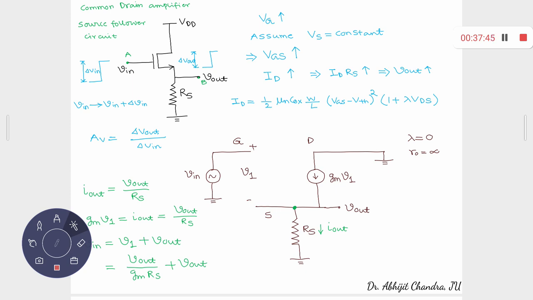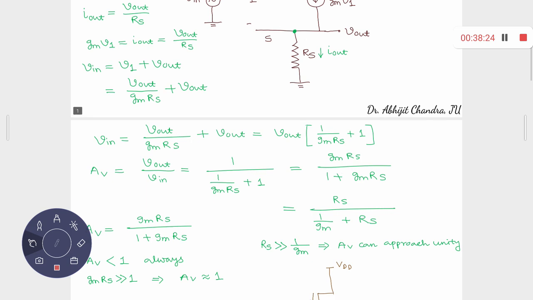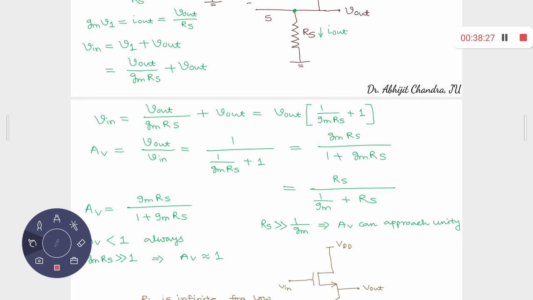And what is the relation between V1 and V out? If you apply KVL there, V in is equal to this V1 plus this V out. And what is V1? This GM times V1 is equal to I out. So V1 is equal to I out upon GM. Accordingly, if you substitute this value, you get V in is equal to V out upon GM RS plus V out. And if you do the rest of the calculations, the voltage gain is GM RS by 1 plus GM RS.